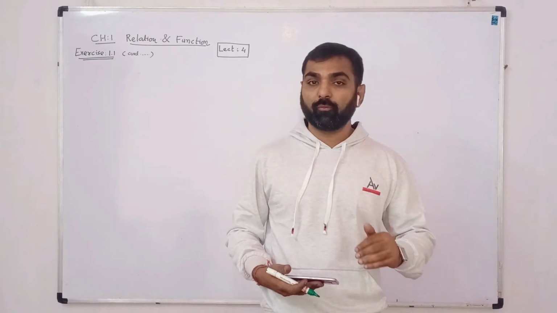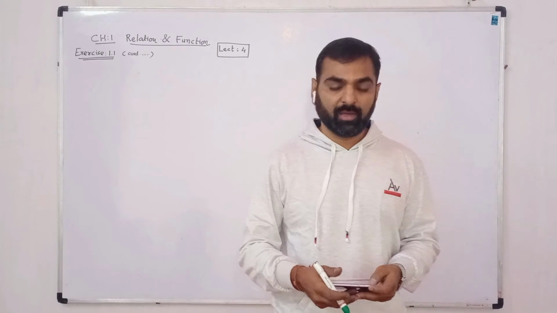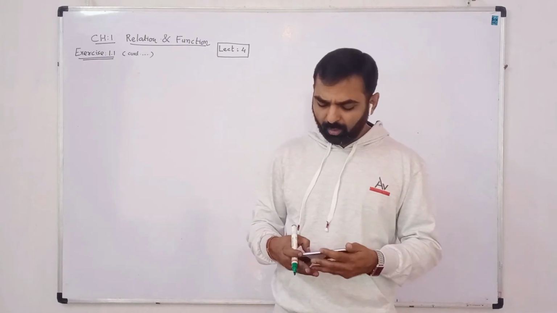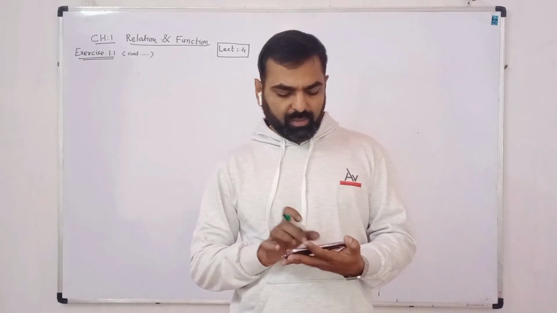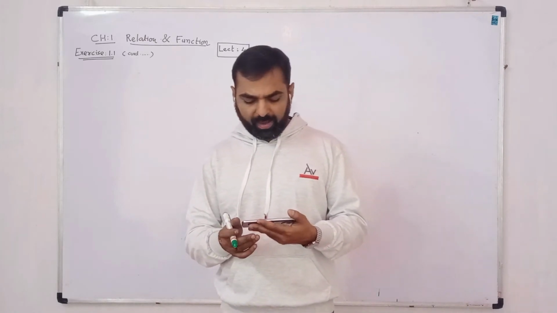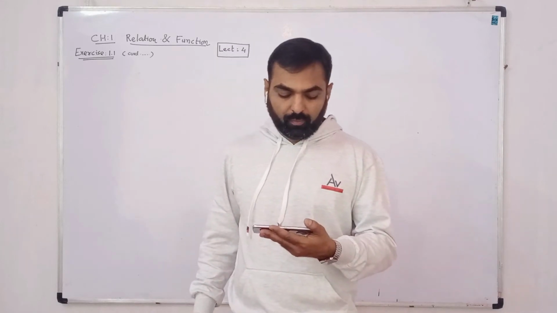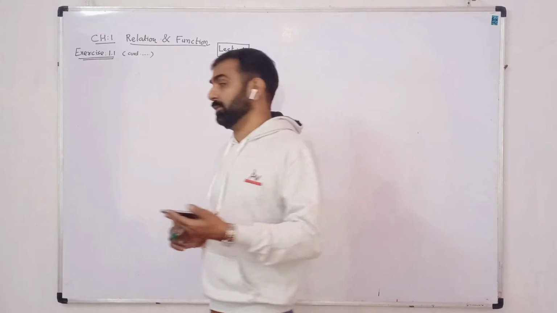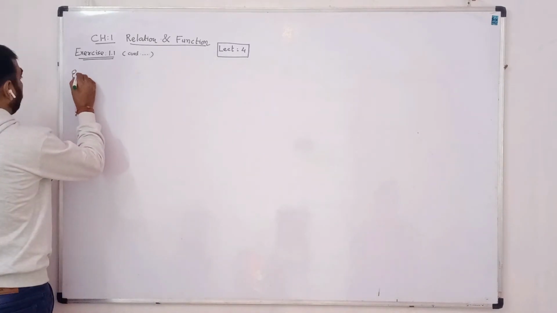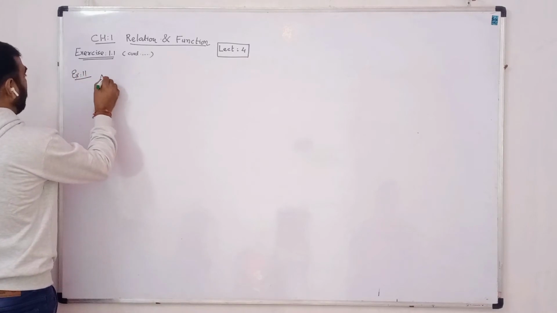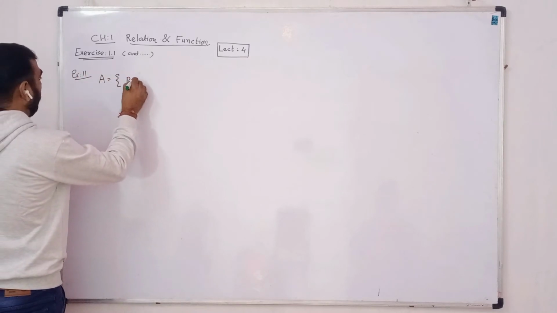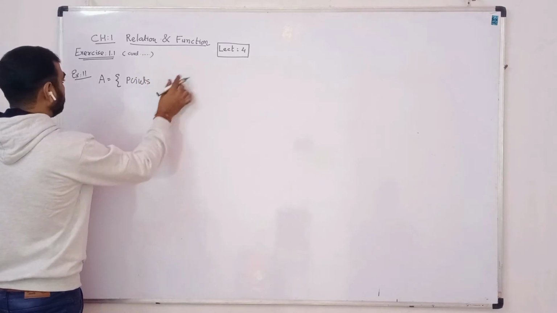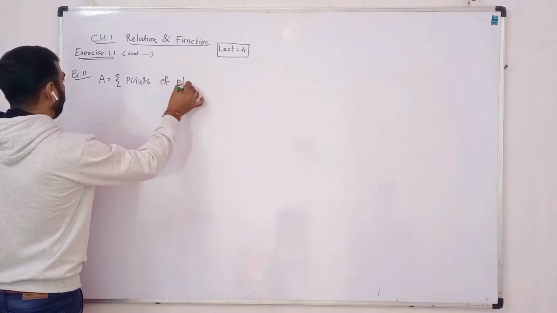Now we go for the next question, question number 11. Question number 11 is an important question. Show that the relation R in the set A of points in a plane given by, what is the relation R on which set? Set A of points of a plane. So this is question number 11. That is a set A. It is nothing but the points in a plane, that is, points of the XY plane.